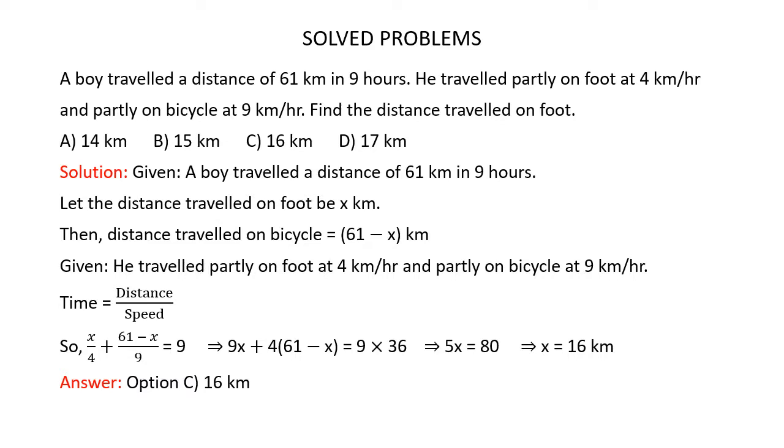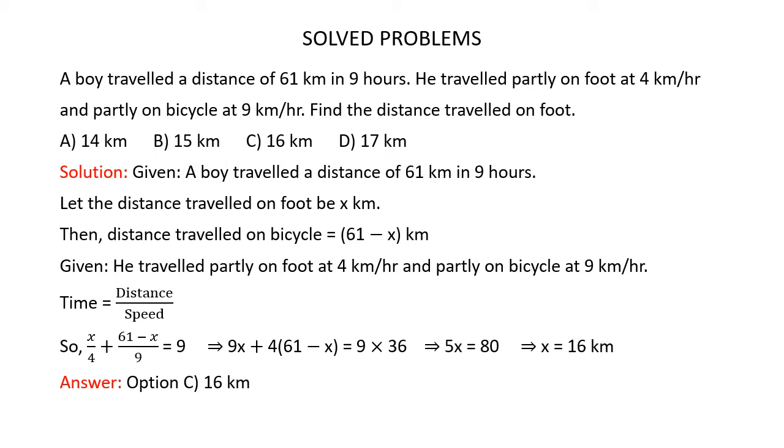A boy traveled a distance of 61 kilometers in 9 hours. He traveled partly on foot at 4 kilometers per hour and partly on bicycle at 9 kilometers per hour. Find the distance traveled on foot. You are given 4 options here and you have to find out which of these options is the correct one.